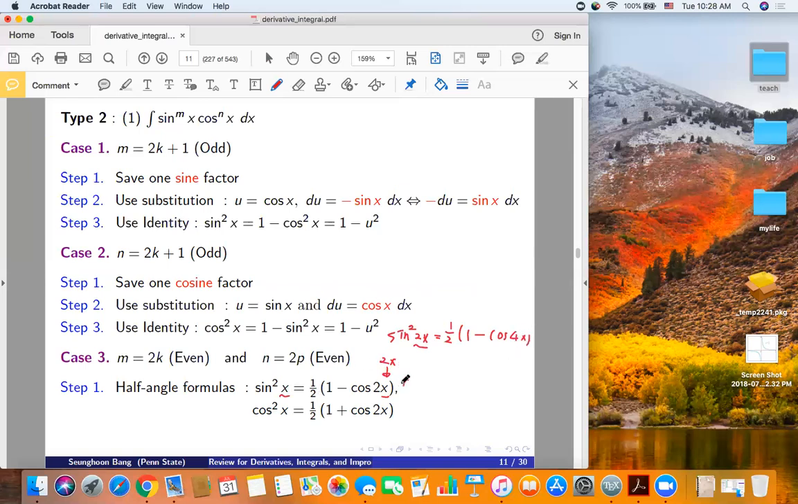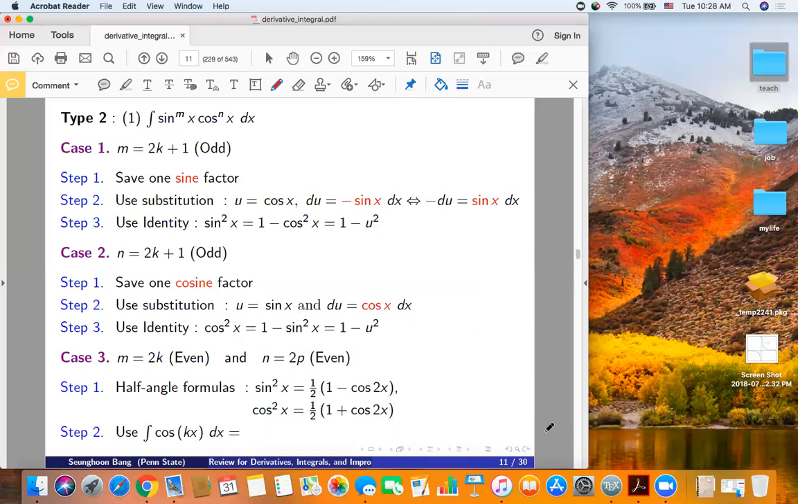Similarly, the cosine square of 2x is the same as what? 1 over 2, 1 plus cosine 4x. The same idea: you plug 2x into x. So we have this result.